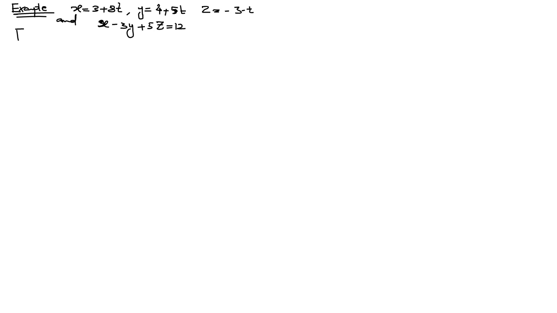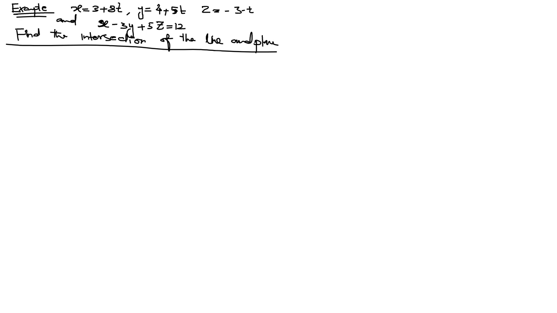Now I'll give you another example using the same equation of line. Example: the equation of the line is x is equal to 3 plus 8t, y is equal to 4 plus 5t, and z is equal to minus 3 minus t, and the plane is given, which is 3x minus 3y plus 5z is equal to 12. We have to find the intersection of the line and plane.